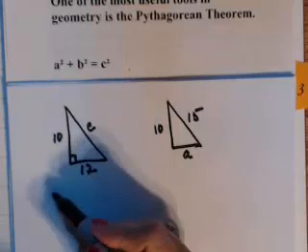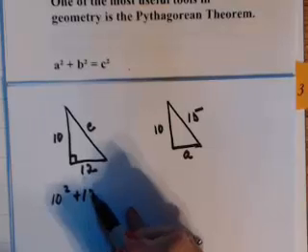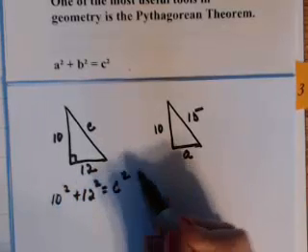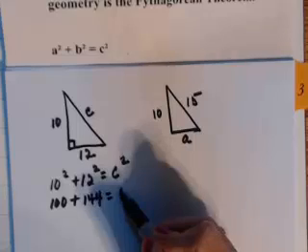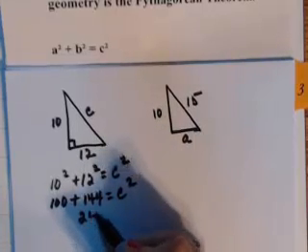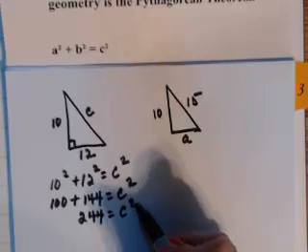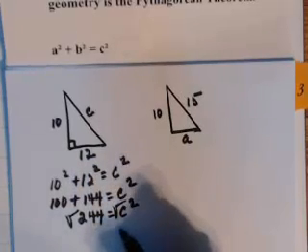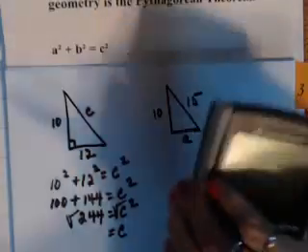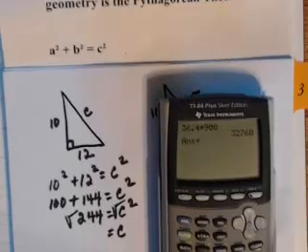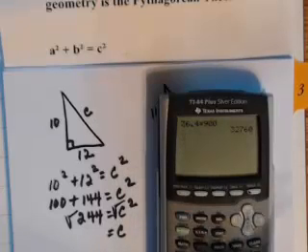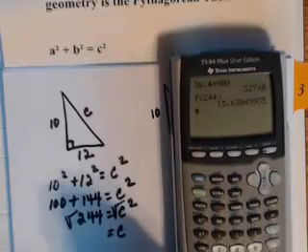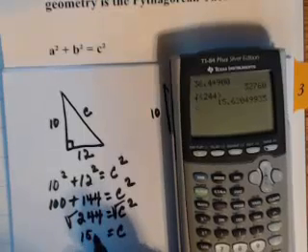So if we take leg squared plus leg squared is the hypotenuse squared. 100 plus 144 is c squared. 244 is c squared. And then you take the square root. And because we're dealing with the length, we're only going to consider the positive. So that would be about 15 6/10.